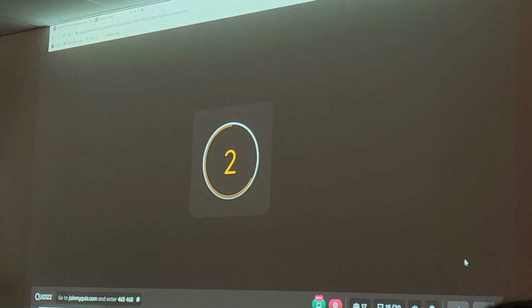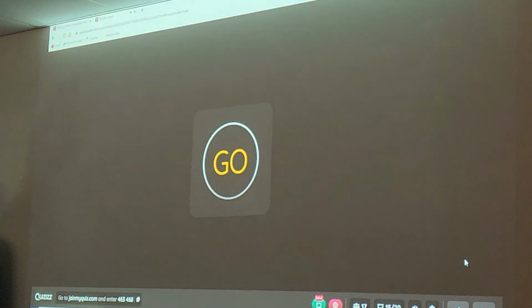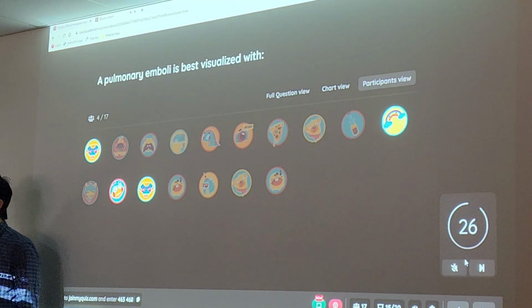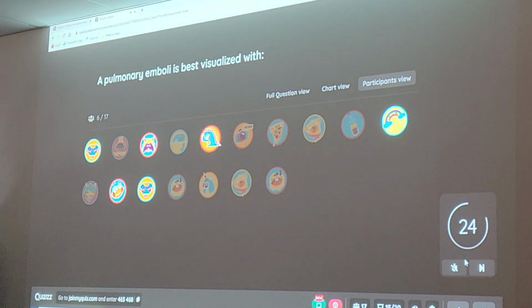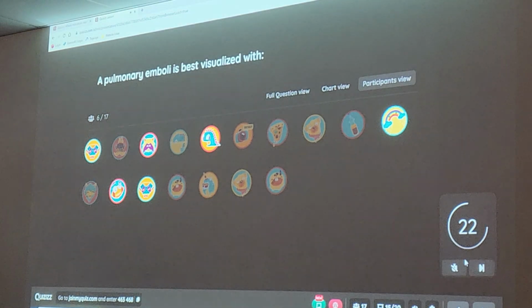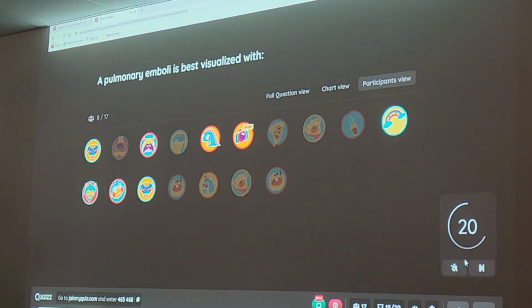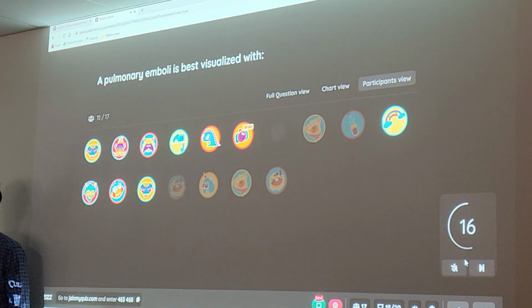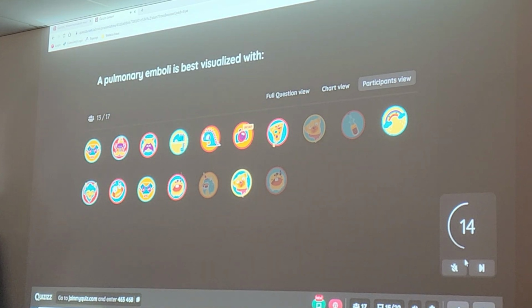Okay, question 15. A pulmonary emboli is best visualized with what type of imaging? What kind of picture can we get to best visualize it pulmonary emboli?